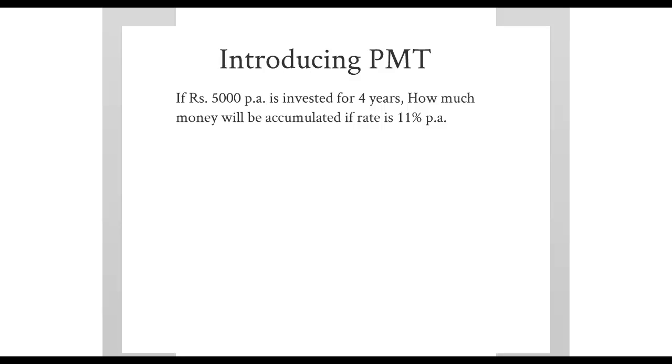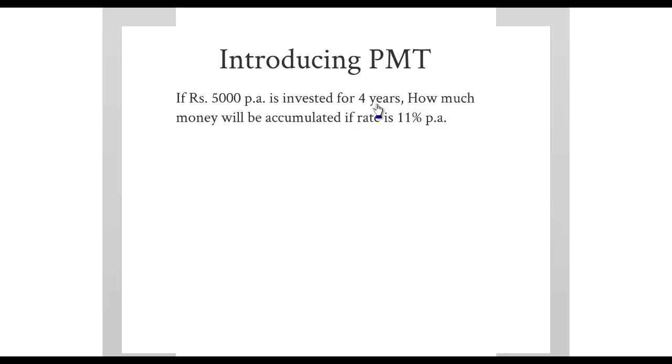Let's look at this question. If rupees 5,000 per annum is invested for 4 years, how much money will be accumulated if the rate is 11%? The question tells us that rupees 5,000 per annum is invested every year. Now when we have this information, we got to think when in the year it is invested. Generally, PMT, cash flow or inflow or outflow generally happen either at beginning of the period or end of the period.